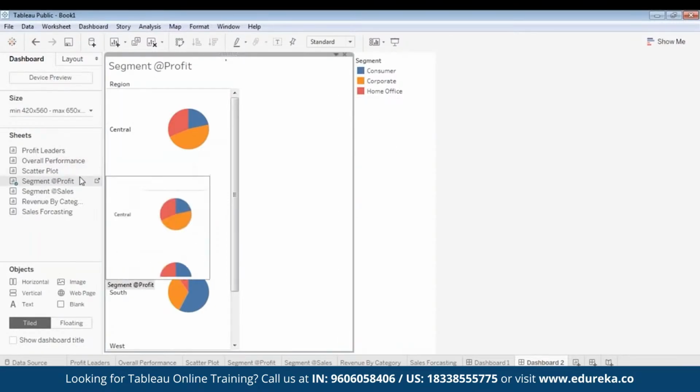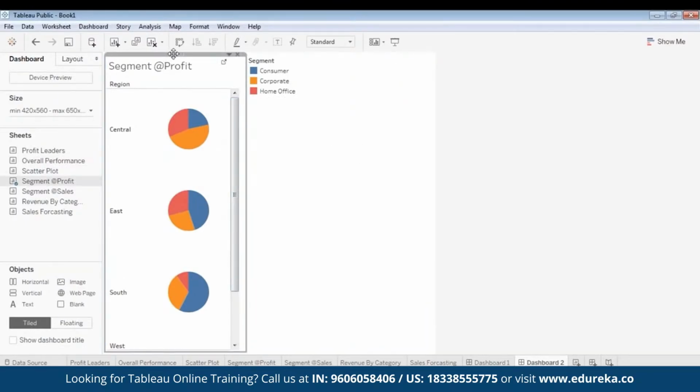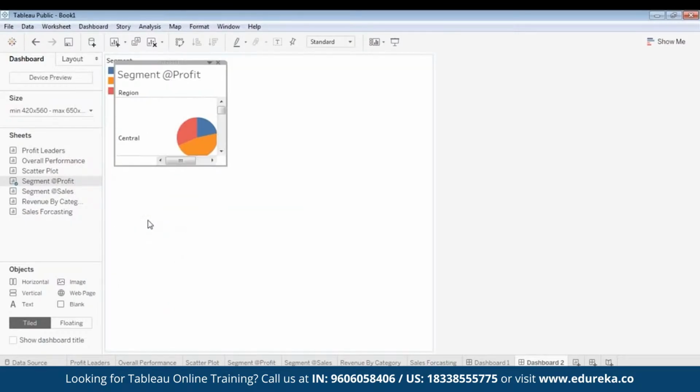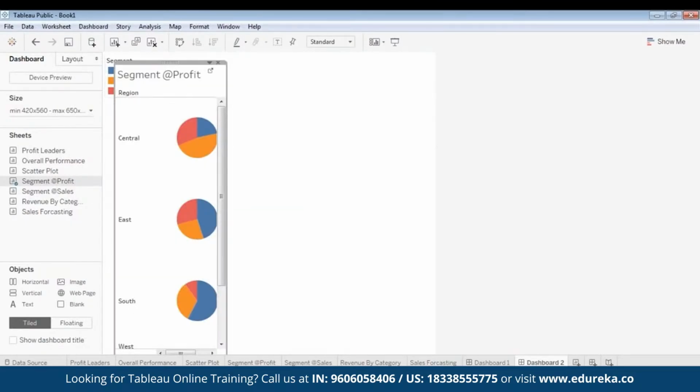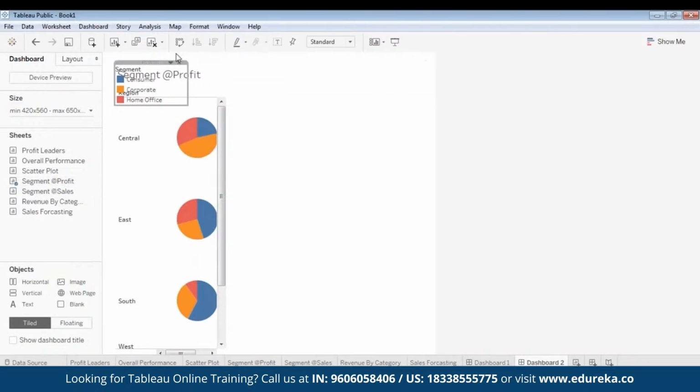Then I can minimize it. This one, by default, will be in tile mode. I can make everything floating so that I can resize and do everything the way I want. Floating. Okay, I'll keep it here.